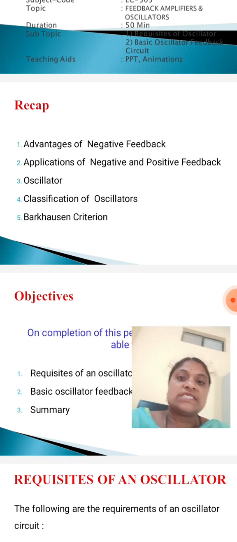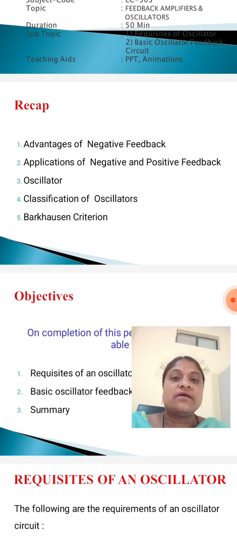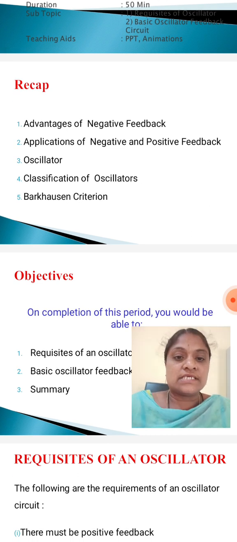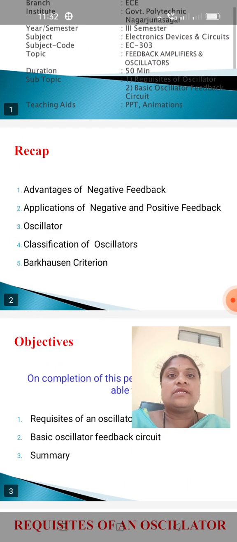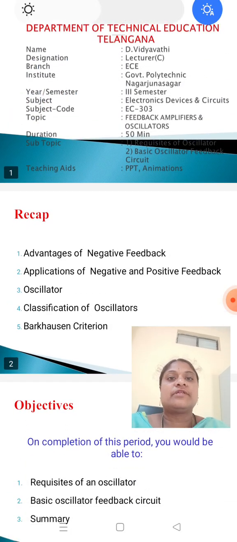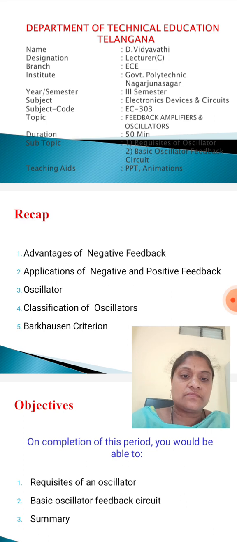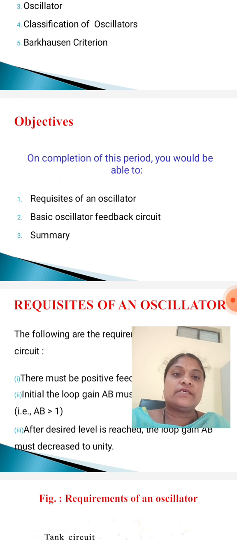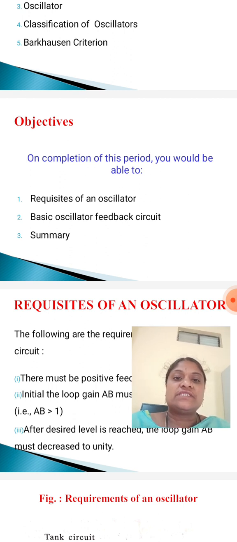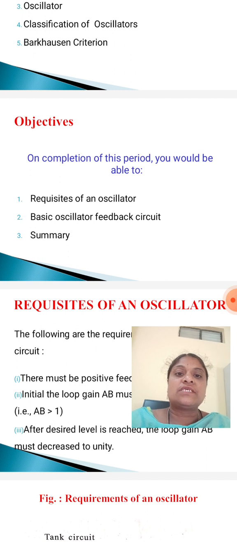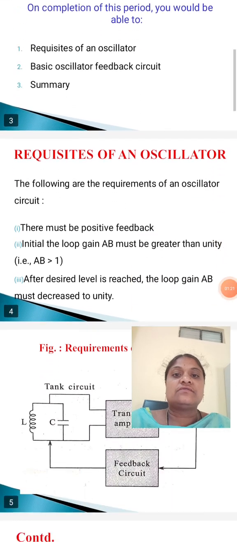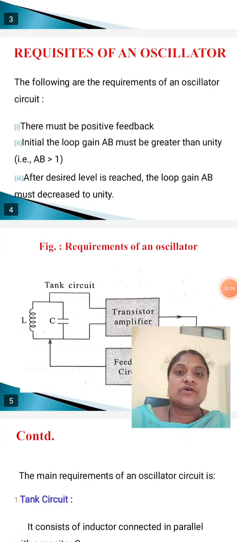In the previous class we discussed the advantages of negative feedback, applications of negative and positive feedback, oscillators and classification of oscillators, and the Barkhausen criterion. So these topics were completed in the previous class. Next, objectives of this presentation. On completion of this period, you would be able to understand requisites of an oscillator, basic oscillator feedback circuit, and summary. So first of all, we can start with requisites of an oscillator.